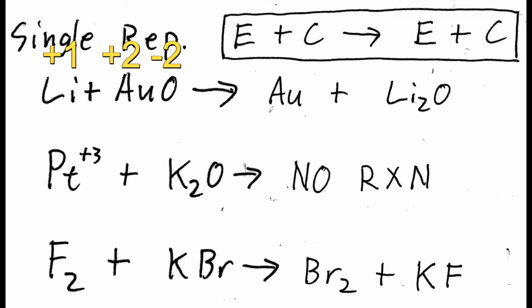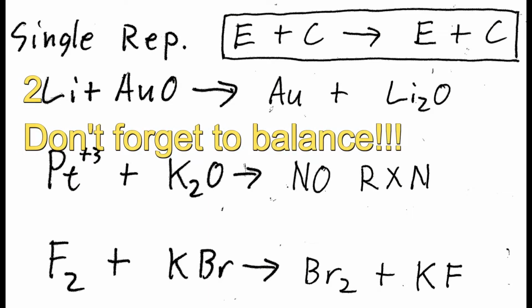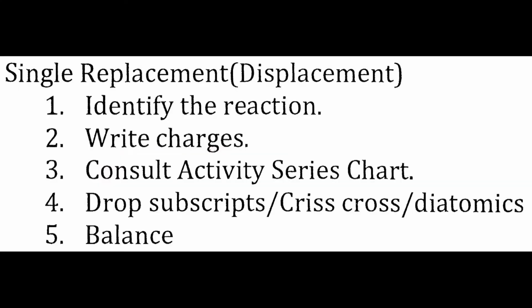Did we just squish him? No. Crisscross. By the way, another reason why I say write the charges above their heads, you can quickly reference them for the crisscross. So Li is plus one. Oxygen, negative two. Crisscross, what do you get? All right, you got platinum. They went in and gave you a charge. Then you have potassium. What's his charge?